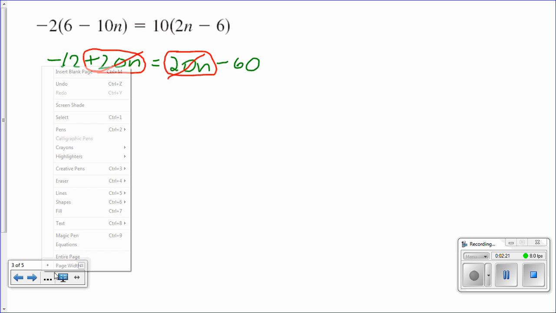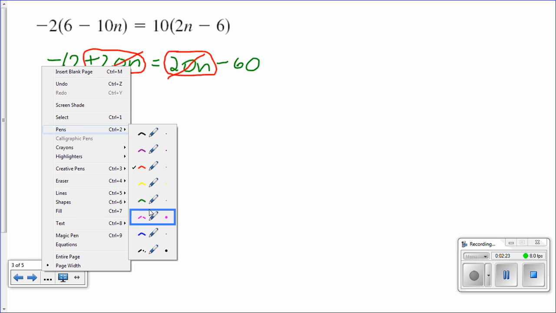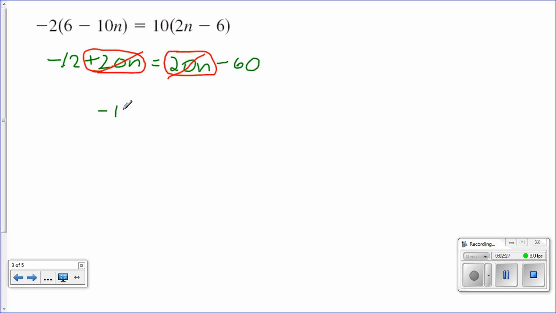We now have the equation negative 12 equals negative 60, which is clearly a false statement. Basically what that means is that this bucket is empty. There is no value of n that will satisfy this original equation, because it boiled down to negative 12 equals negative 60, and that's not true. And it's going to boil down to that no matter what n equals.